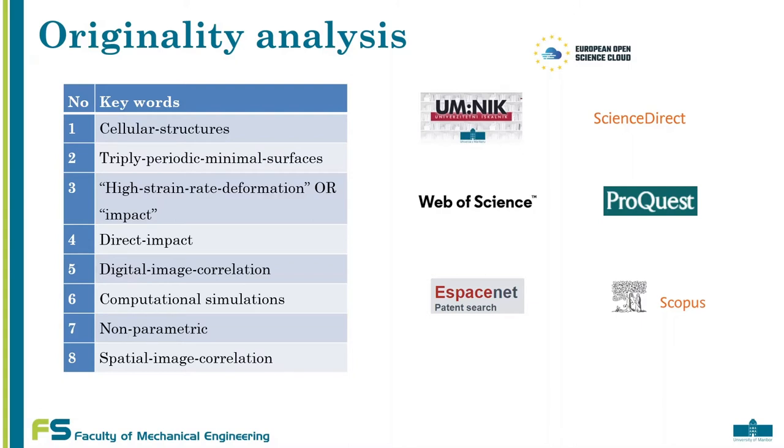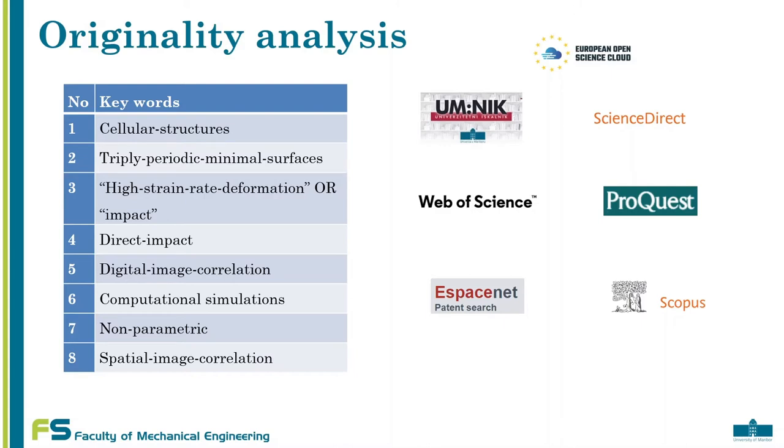From our experience, we know that direct impact is one of the most efficient ways to get some results. So direct impact was another keyword. In my area, I'm using digital image correlation. So it was another keyword, and I should do some computational simulations. Specifically, I will work on non-parametric and then spatial image correlation. These are all the things that will be relevant to me.